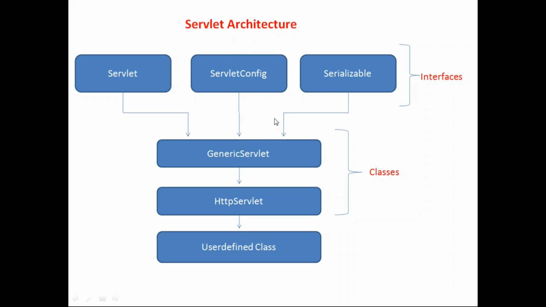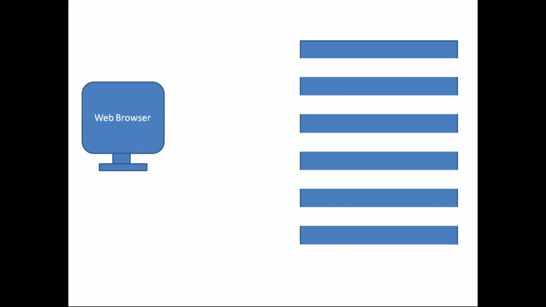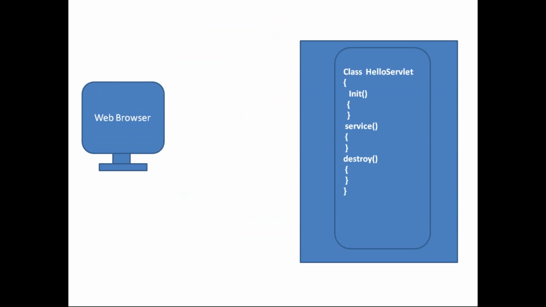So this servlet code doesn't contain a main function. If Java code doesn't contain a main function, then it contains life cycle methods. There are three life cycle methods of a servlet. When we write the first servlet code, we need to write these three life cycle methods: init, service, and destroy method.